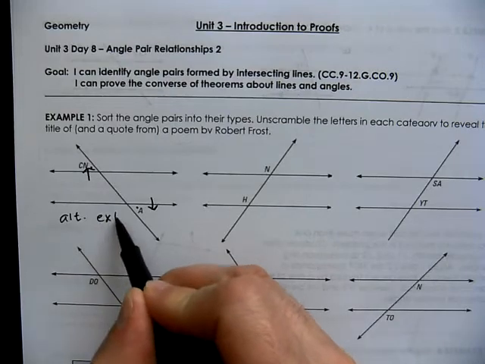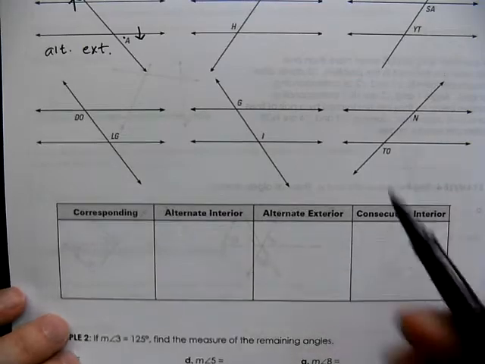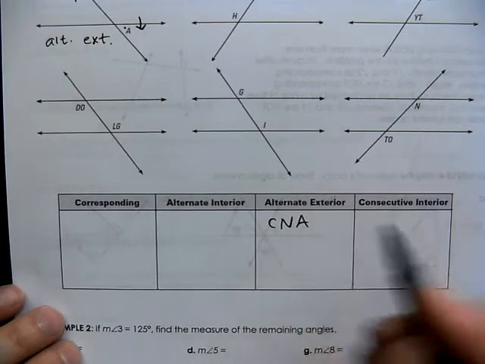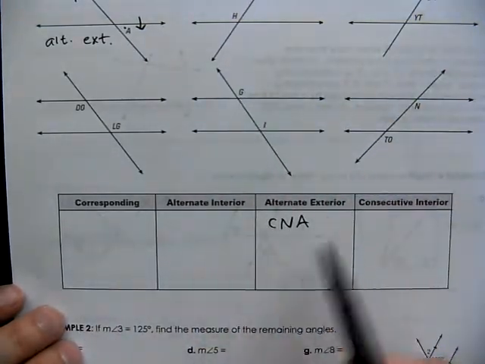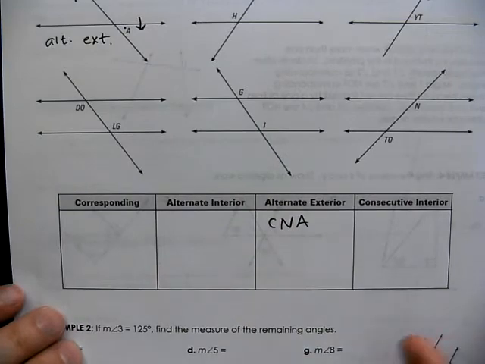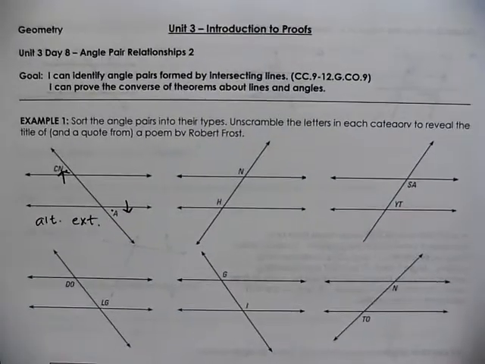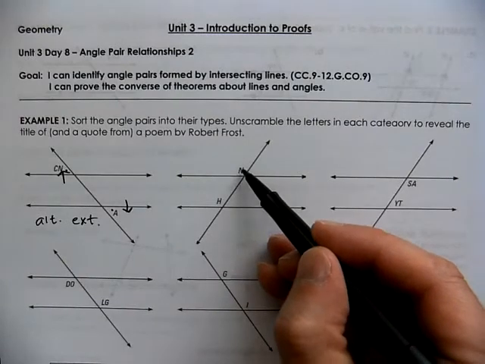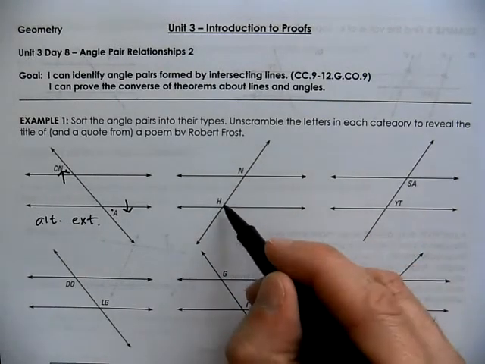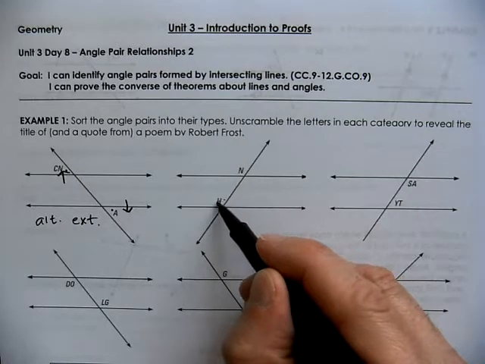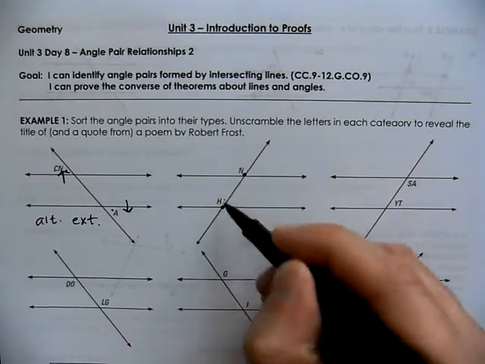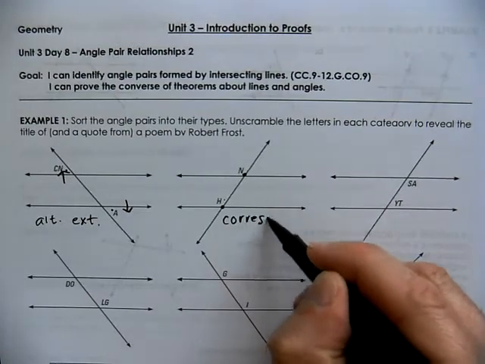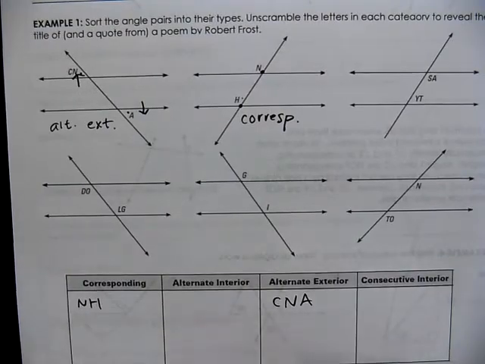alternate exterior angles. And there's a box down here for alternate exterior angles. So you would take these three letters, the C, the N, and the A, and put them in here. And then once we get all of the letters in the right boxes, then we unscramble the letters to form a word from each box. Here's just one more as an example. Here we have the letters N and H. You can see how they're both sort of up and to the left of that point of intersection. So those are corresponding angles. Alright, and then you would take those letters and drop them in the corresponding box.